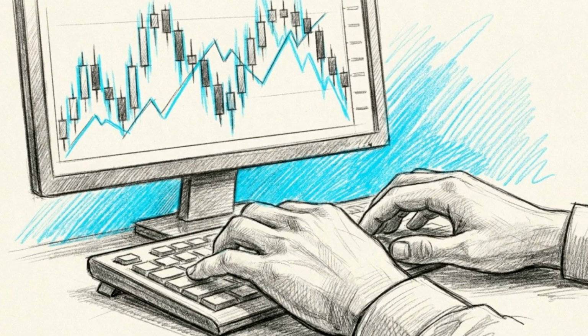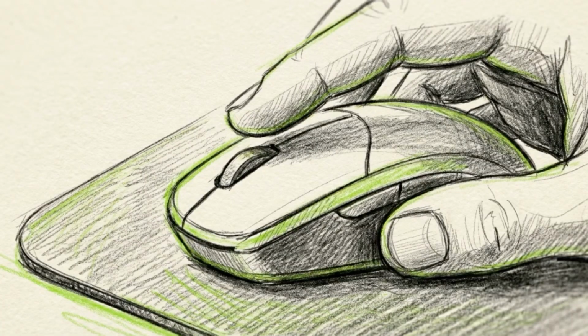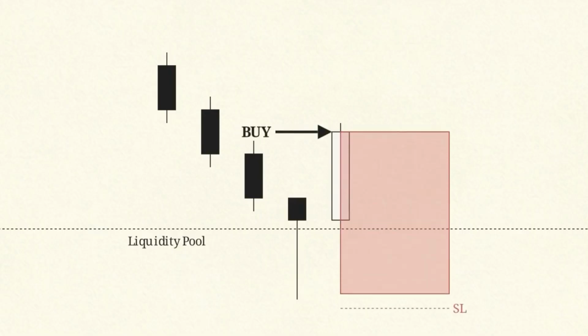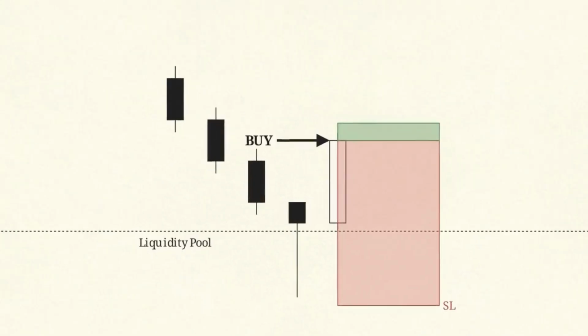Step 5 is execution. Now that timeframes are aligned, we drop down to our lowest timeframe, the 5-minute chart, to place the actual trade. Here is our 5-minute entry trigger, a downward wick sweeping liquidity, followed immediately by a strong bullish rejection candle. We buy here. The stop loss is placed below the wick, and the take profit extends up to our previously mapped internal liquidity zone.